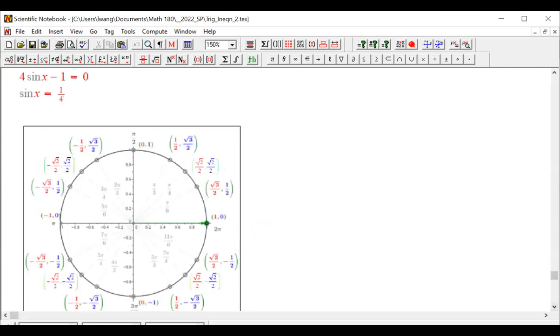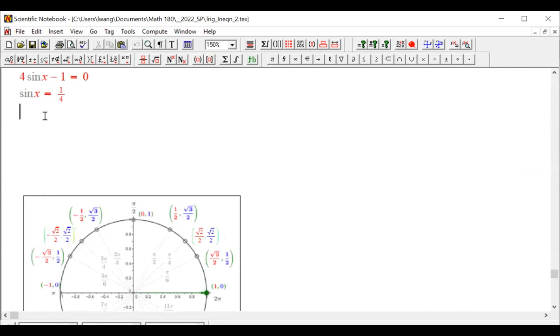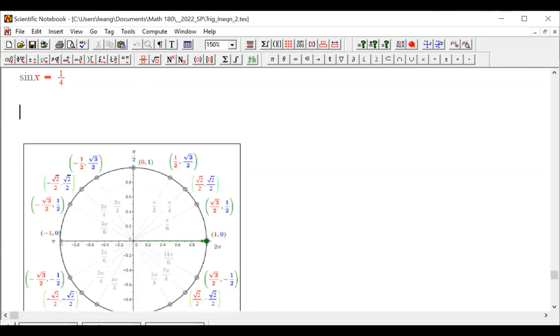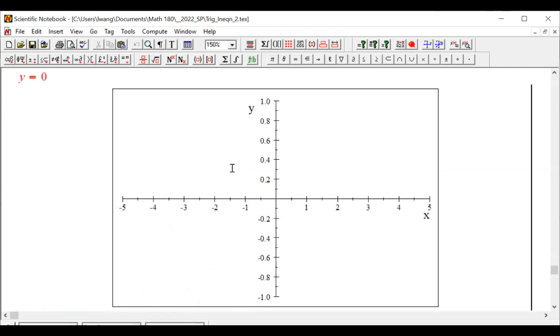How do we solve this equation? Well, you want sine x equals 1/4, right? You want to identify all of those solutions. How do we identify all of those solutions? Well, let's draw the rectangular system. We've done something similar before, right? It may not be the same number.